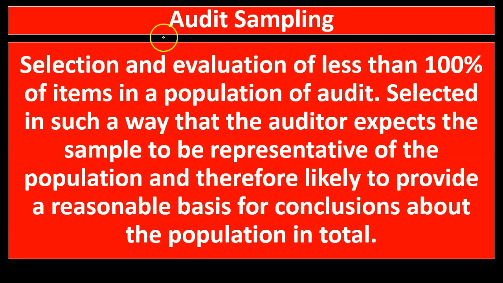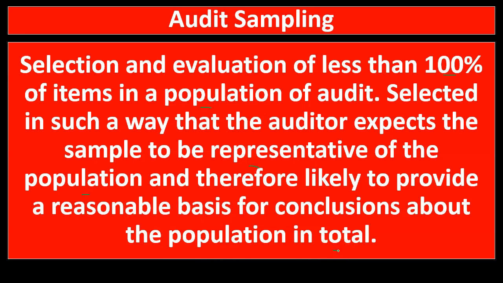So again, audit sampling: selection and evaluation of less than 100% of items within a population. So we have a population, which of course represents 100%. We want to take something other than 100% of it because we don't want to test the entire population. Selected in such a way that the auditor expects the sample to be representative of the population. So how do we do that? The traditional way is to have a random sample selection. However, we might use other types of methods depending on what we are testing. But the key point here is it needs to be representative and therefore likely to provide a reasonable basis for conclusion about the population as a total.